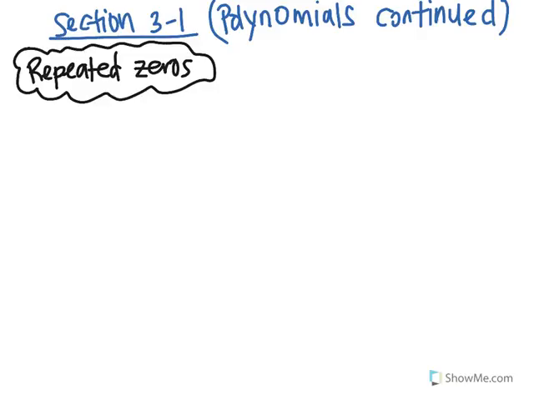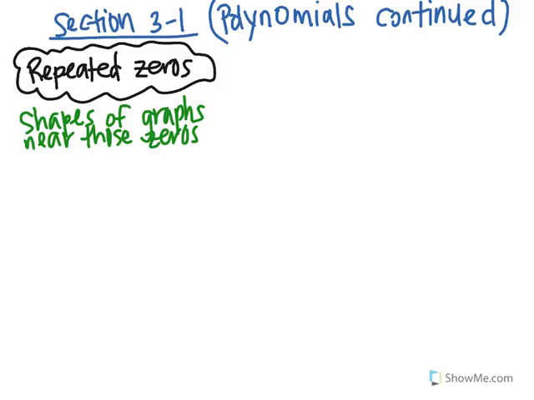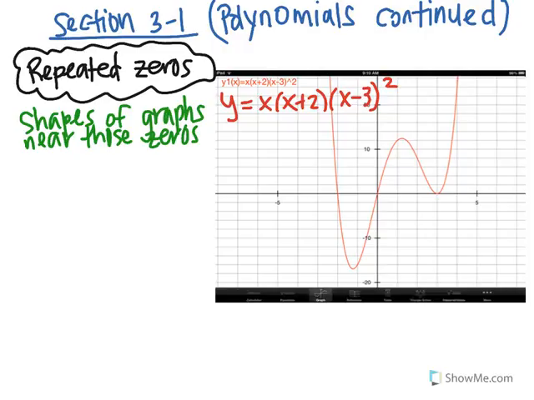So finishing off the notes for section 3-1, we're going to be looking at repeated zeros and also what the shapes of the graphs look like near those zeros. So the main thing is looking at what it looks like at the zero. A zero also is known as an x-intercept.